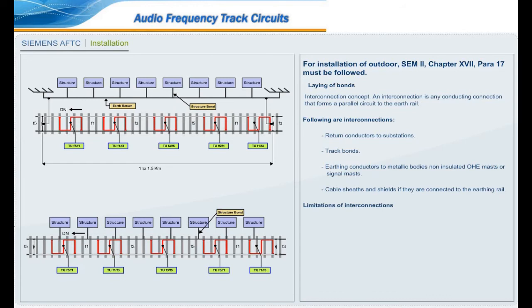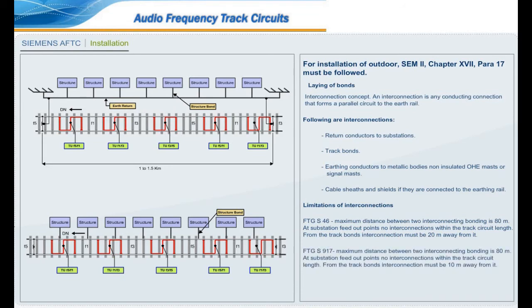Limitations of interconnections. FTGS46: maximum distance between two interconnecting bonding is 80 meter. At substation feed-out points, no interconnections within the track circuit length. From the track bonds, interconnection must be 20 meter away from it.